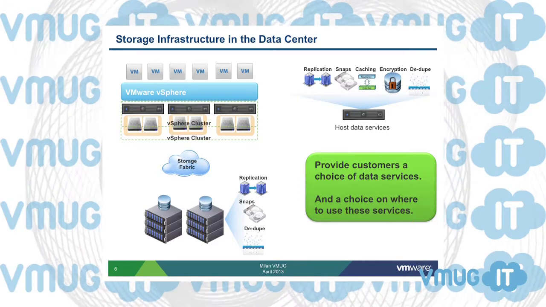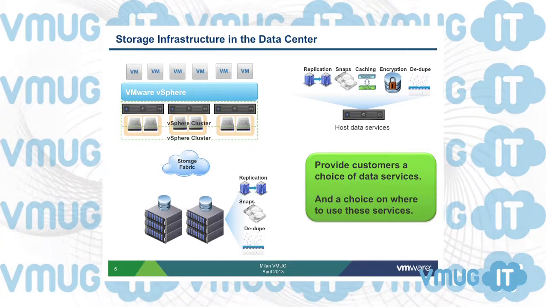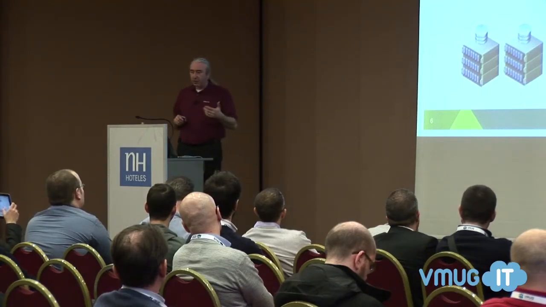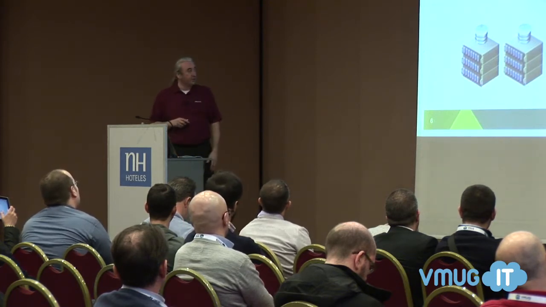So this is typically what we have right now, I guess. We typically have our vSphere clusters. There's some interconnect, and then we have our SAN or our NAS at the back end. Our SAN and our NAS storage presents a bunch of data services to us. So these could be things like the ability to do snapshots, the ability to do replication, or whatever the case may be.